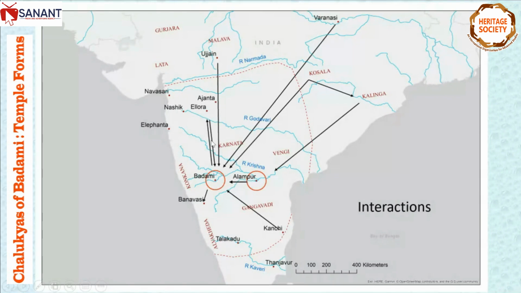In early stages, you will also notice that there are influences in style from the Ellora region or Elephanta region coming into the Badami region. Okay, so at the fag end of the Chalukya rule, you will also notice the influence from the Kanchi region, which was the capital of the Pallavas.